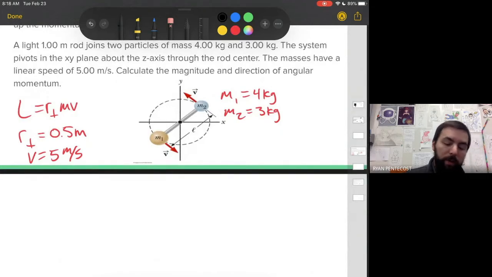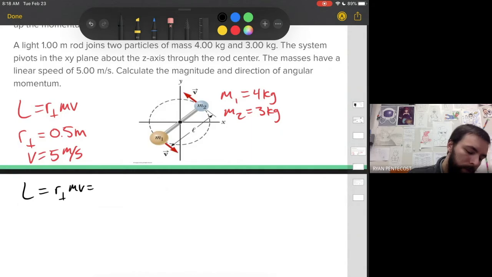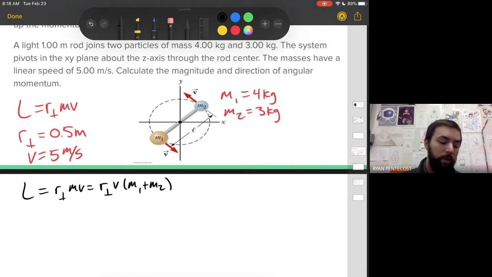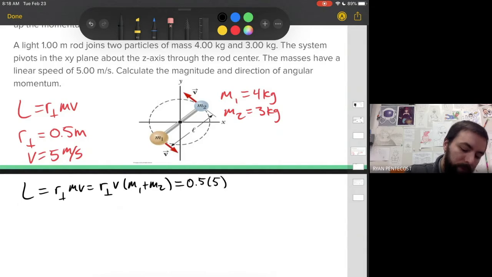Now, let's find the magnitude and direction of angular momentum. So we have R perpendicular mv. That means they both have the same radius and the same velocity, so you can pull that out. You've got R and V times M1 plus M2. We would originally do M1 RV plus M2 RV, but the R and the V are the same for both objects. So we will take 0.5 times 5, so 2.5 times 7.